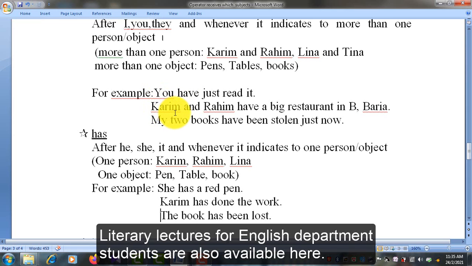Another example, Karim and Rahim have a big restaurant in Bibaria. Look at the example in the same way. The operator have is used after two persons like Karim and Rahim. The last example, my two books have been stolen just now. Look at the example. Here the operator have is used after the objects like books.